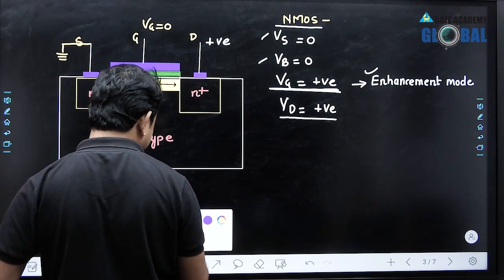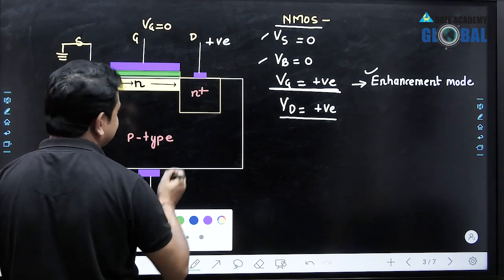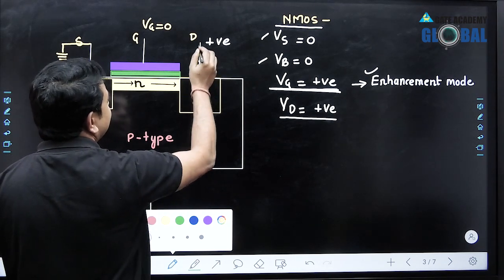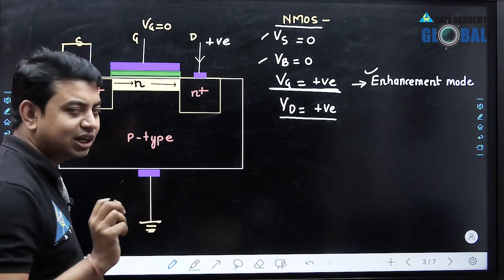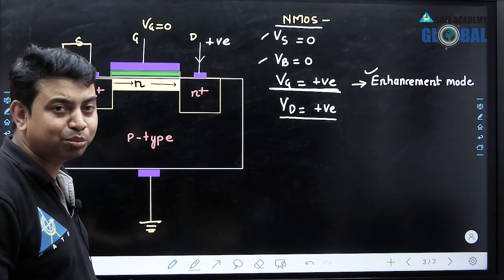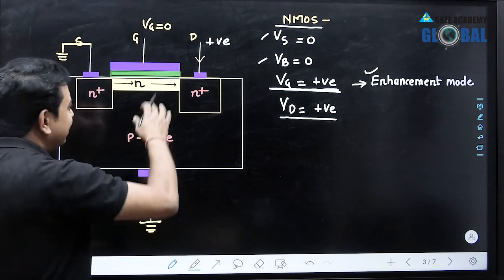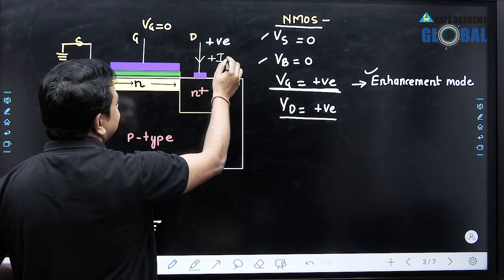If the electrons are moving from source to drain, then we can say the direction of current is from the drain to source, because the conventional current is always opposite to the direction of movement of electrons. And if it is the conventional current, then I can write that the current must be positive.